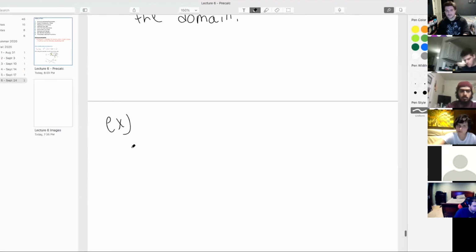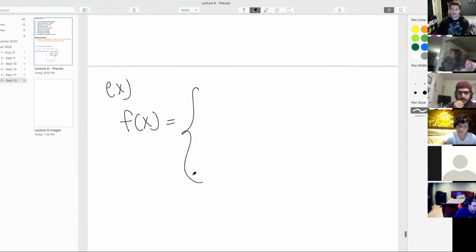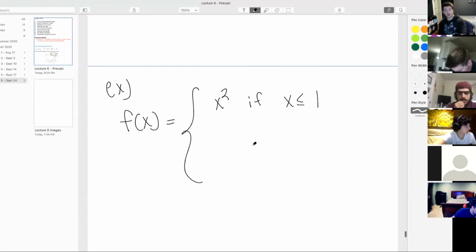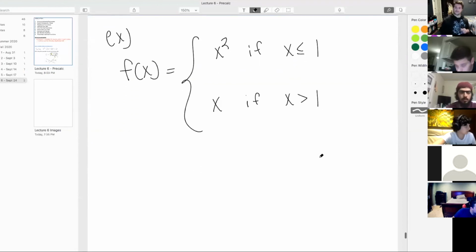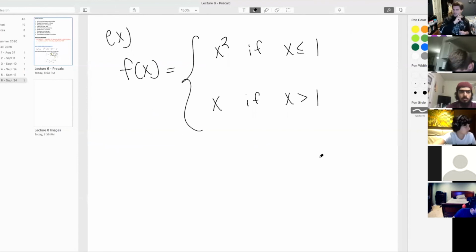So, example: f of x equals, and you write it like this in curly brackets. f of x equals x squared if x is less than or equal to 1, and it will be just x if x is greater than 1. All right, so depending on which area of the domain we're choosing our inputs from, that will determine which output formula we're using. All right, so just some examples.